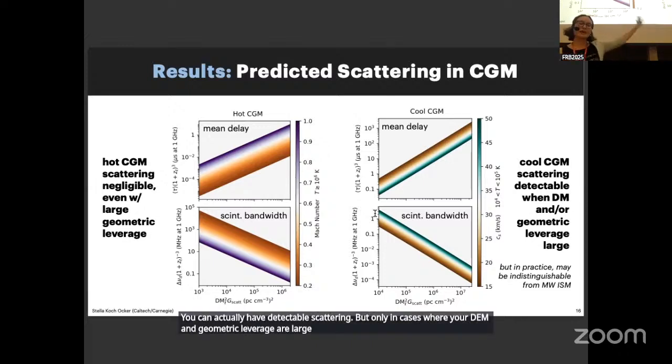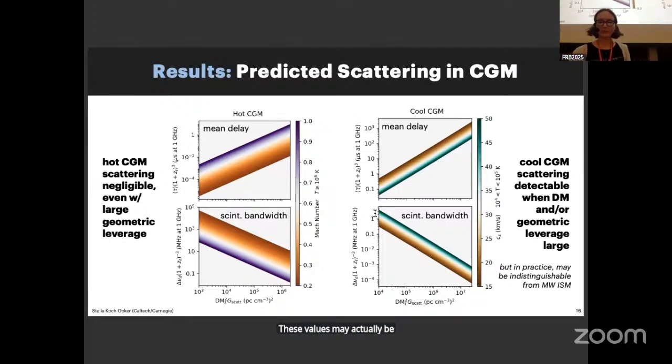But if you examine the actual values of the scattering timescales and scintillation bandwidths shown here more closely, you'll see that in practice, these values may actually be indistinguishable from the galactic ISM.